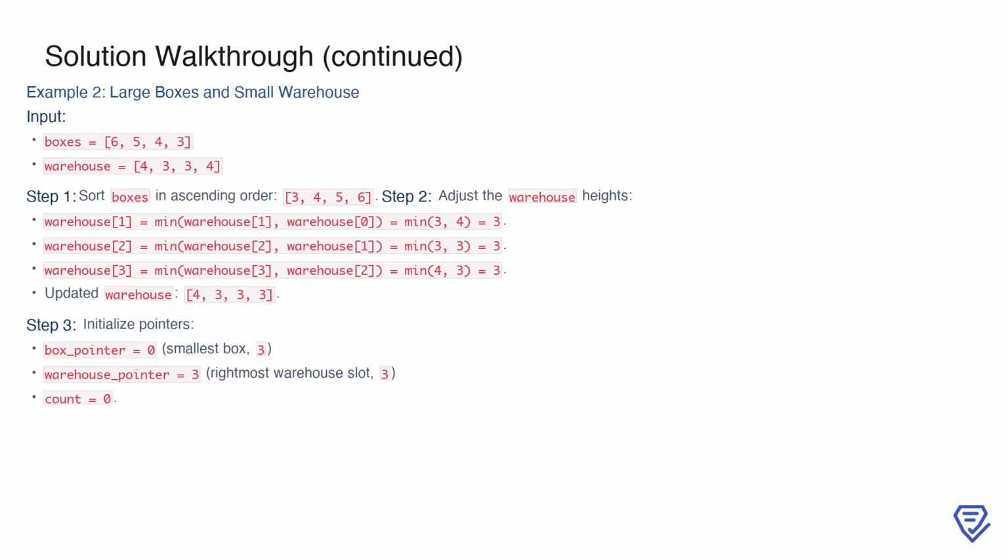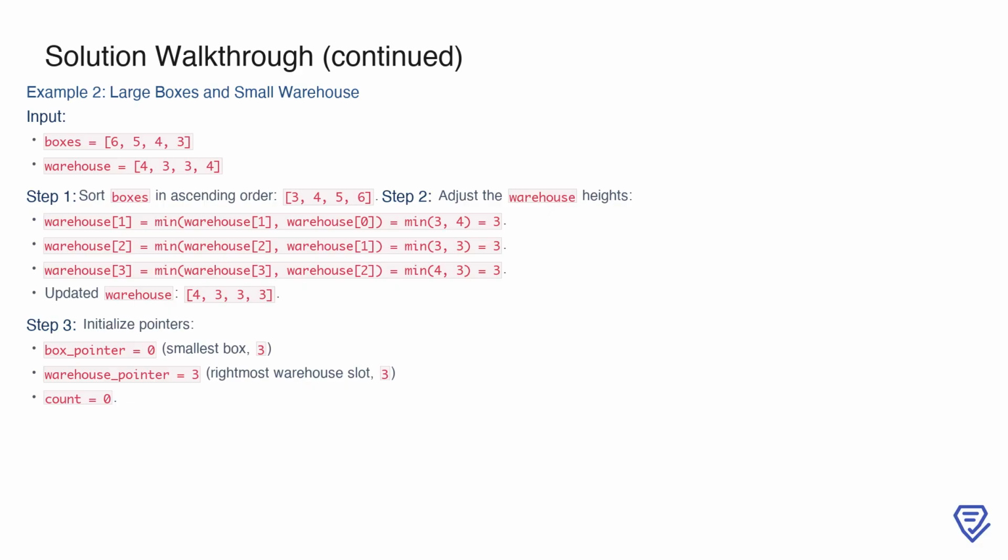This ensures that each position reflects the maximum allowable height for a box. We then initialize the box_pointer to 0, pointing to the smallest box, 3, and the warehouse_pointer to 3, pointing to the rightmost warehouse slot of height 3.